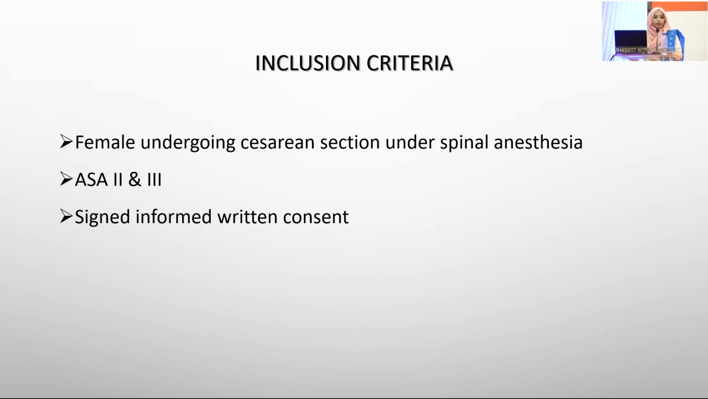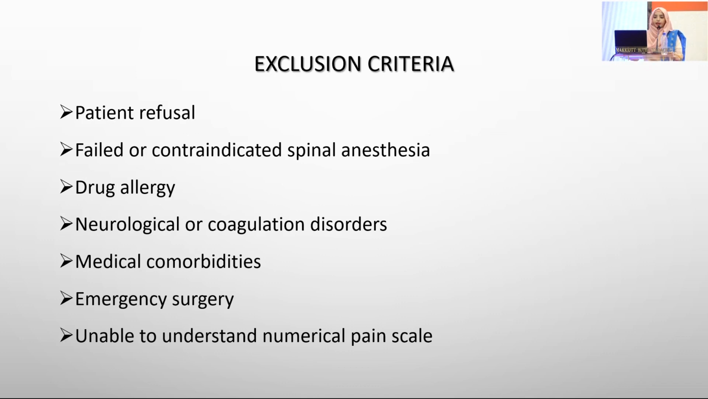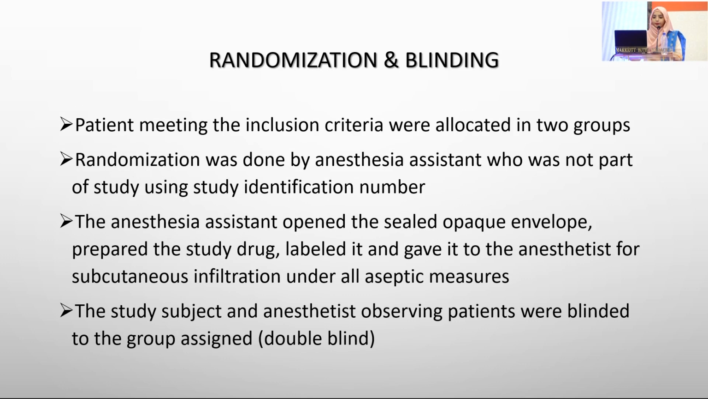The inclusion criteria were females undergoing cesarean section under spinal anesthesia with ASA status 2 and 3, who had signed written informed consent. Exclusion criteria were patient refusal, those with failed or contraindicated spinal needing general anesthesia, neurological or coagulation disorder, those who went into emergency cesarean section, and those who were unable to understand the numerical pain rating score.